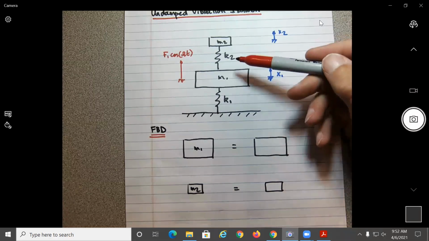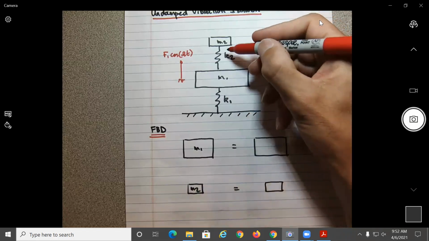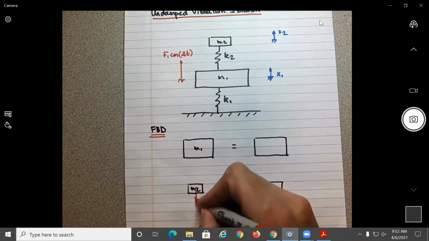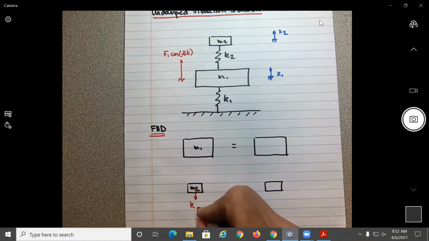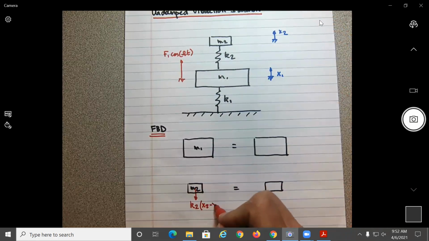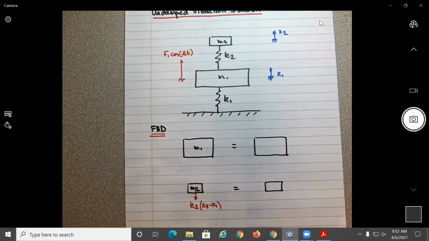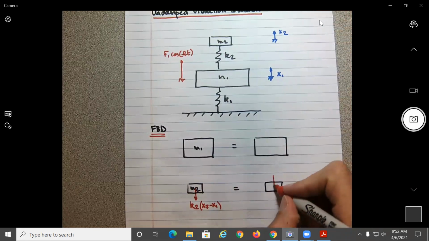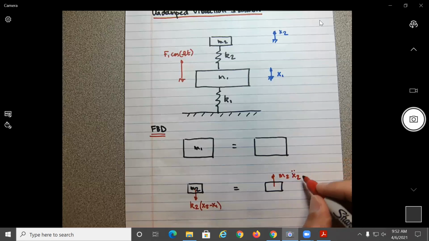Okay, so maybe I'm going to start from M2, I think it might be a little bit easier. So let's say, what will be in here in F2? We're going to neglect the weights. All right, so this will be what? K2 times what? We already talked about that, X2 minus X1, no? The relative displacement. And then this will be moving M2, X double dot 2 will be MA.